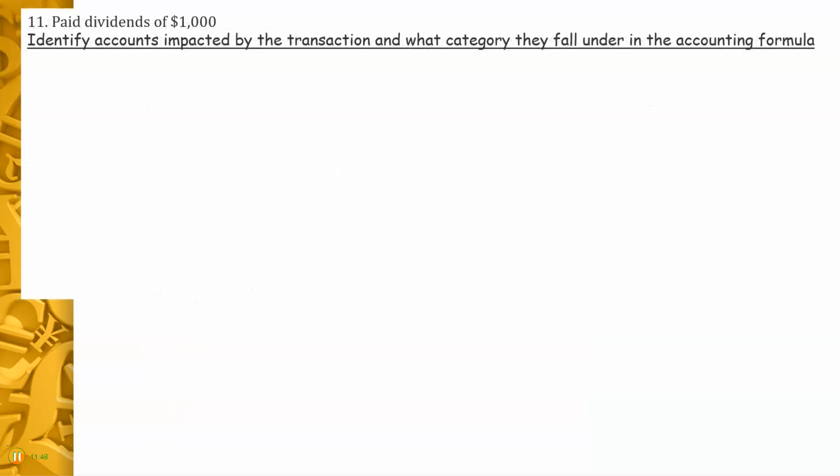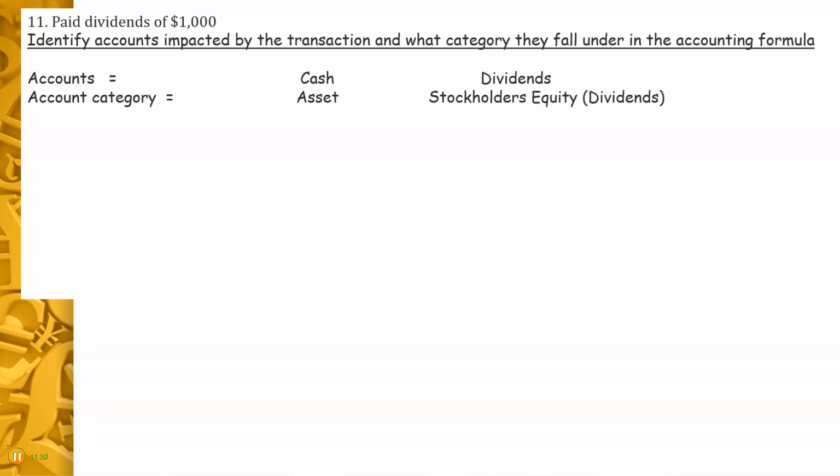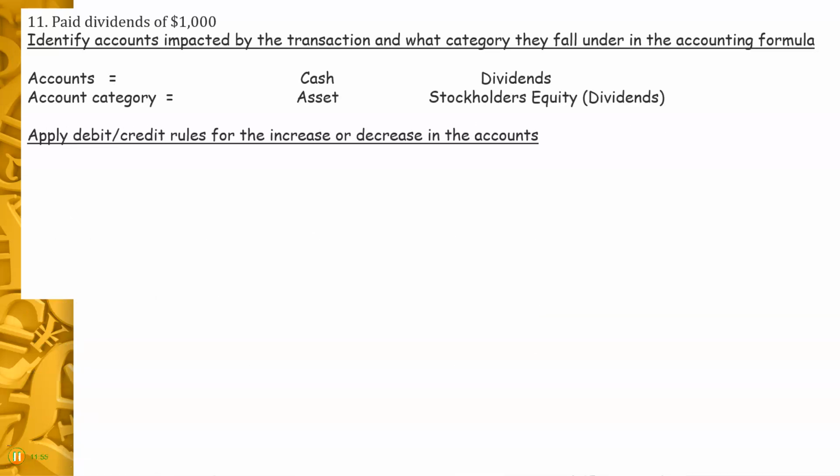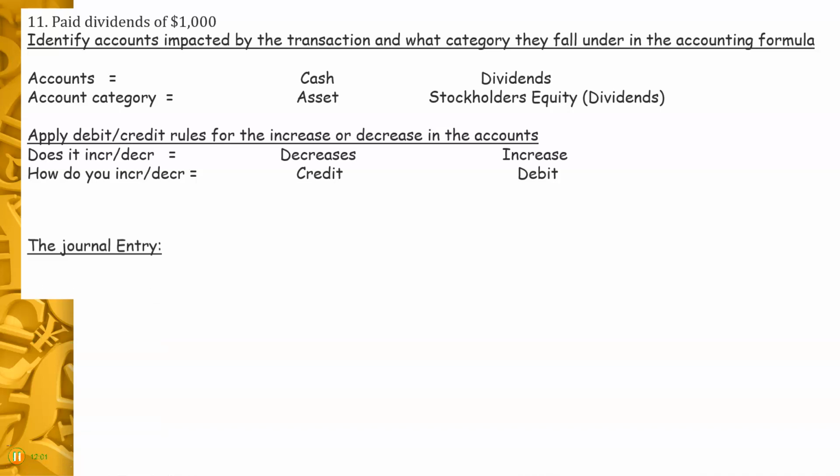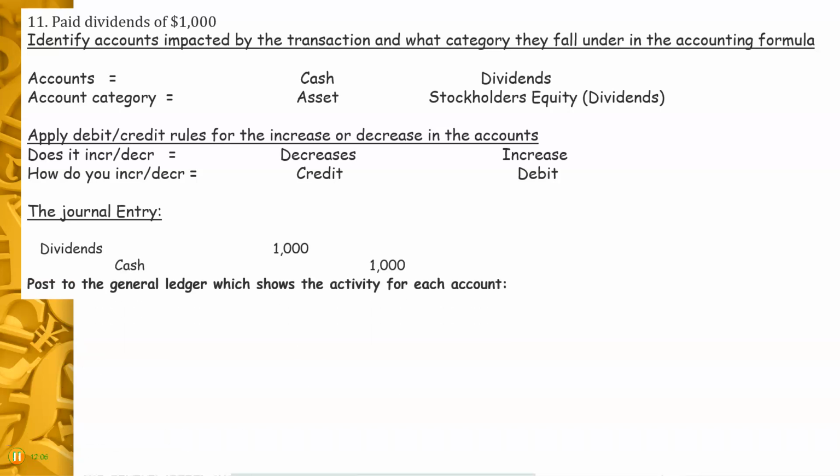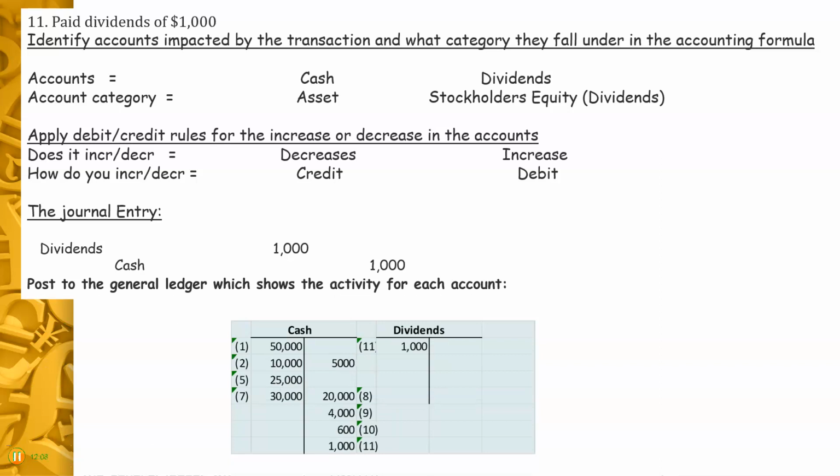Now the last thing we did is paid dividends. Cash is an asset and dividends is in stockholders' equity. Cash went down and dividends went up. So there's our credit and debit. Here's our journal entry. And then we post this to our general ledger.